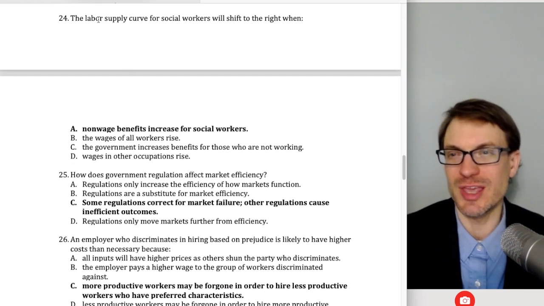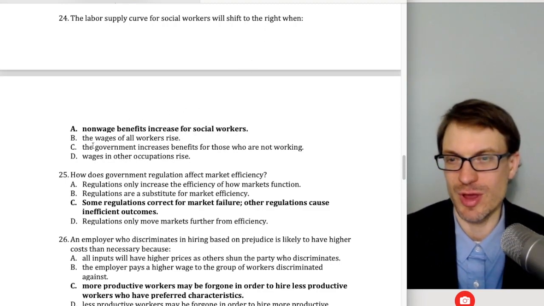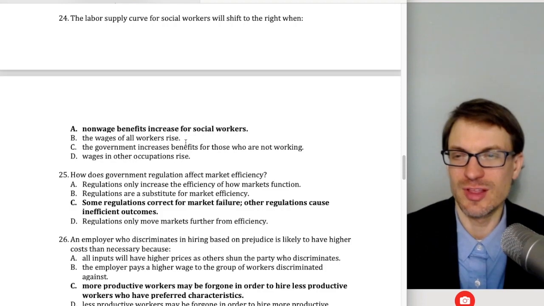Oh, so here we're looking at what are the shifters for a labor supply curve. Well, one of the shifters for a labor supply curve is non-wage benefits increase. So non-wage benefits, if they increase, this will lead to a shift to the right. Wages of all workers rise.